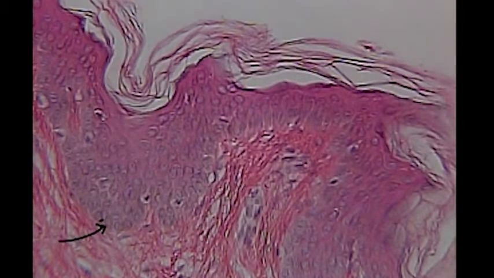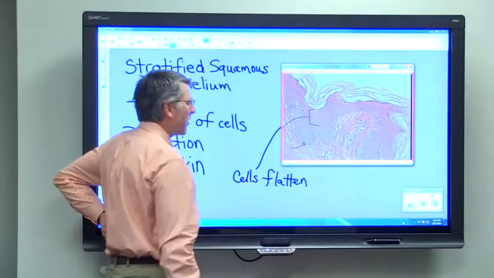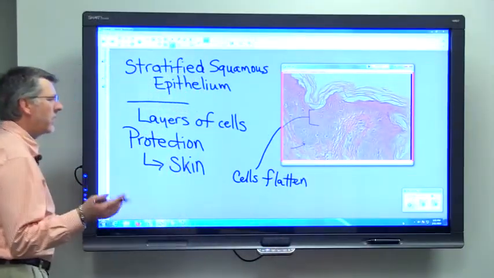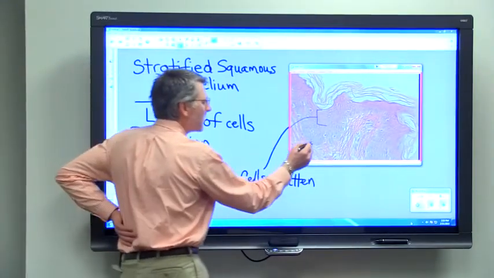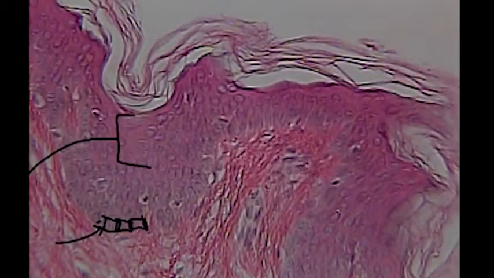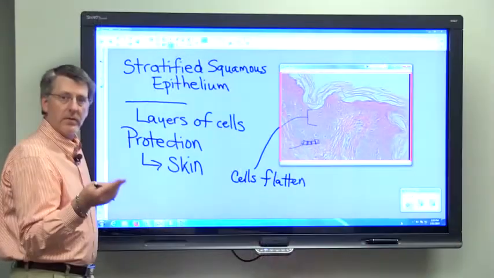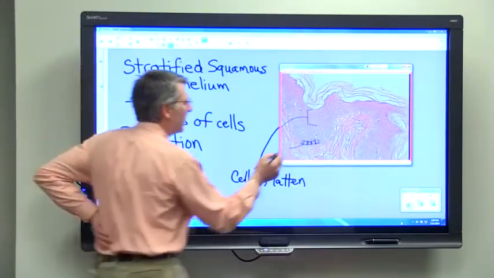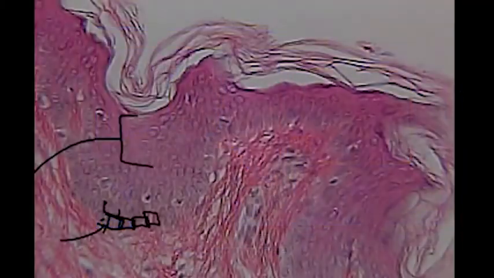But one thing that is important to notice, and you can see it particularly in this area, is that the cells tend to flatten out as they move up. Now, you'll learn about this more when you study the integumentary system, but this first layer of cells, which are sort of cube-shaped cells, this layer of cells is the one that undergoes cell division. So one of those cells will divide and make two, and when they do that, the older cell moves up into the next layer, so to speak.